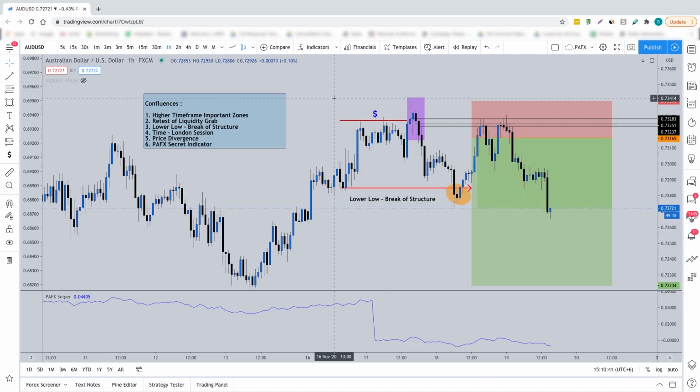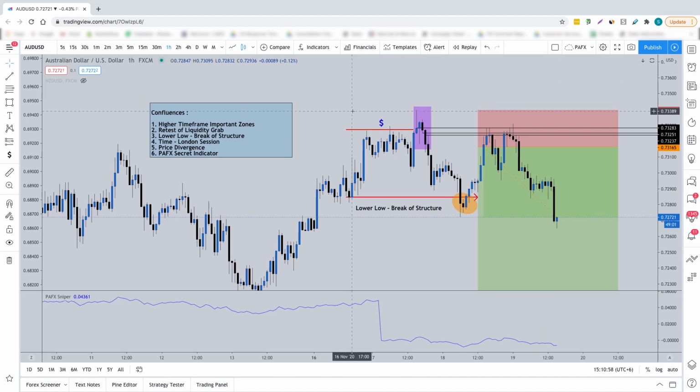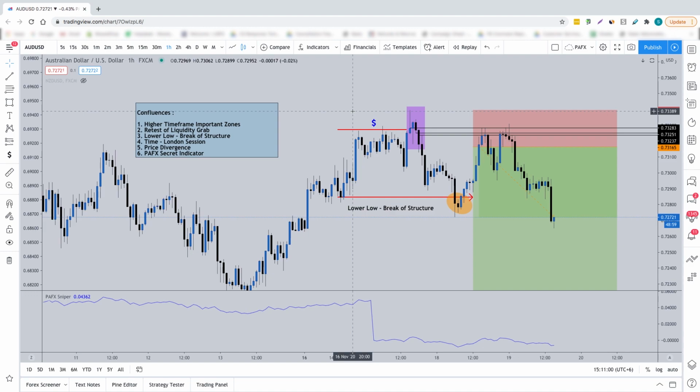Moving on to number 6, the last confluence we had is the price action secret indicator. Before you know how it helped to form our bias for this particular trade, you need to understand how this indicator works. In simple words, what this indicator does is identify a fake breakout. It identifies when a breakout is fake.